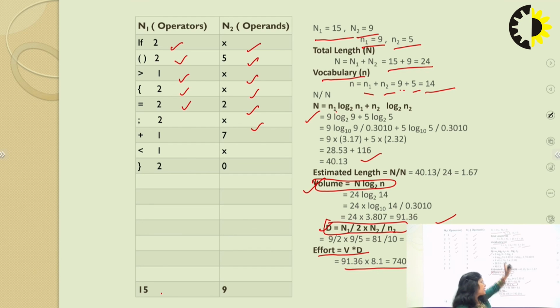you can calculate each and every element of the Halstead software science metrics. I hope it is clear to you how you can calculate the distinct elements of the Halstead software science metrics. In the next lecture we will discuss more concepts of software engineering.